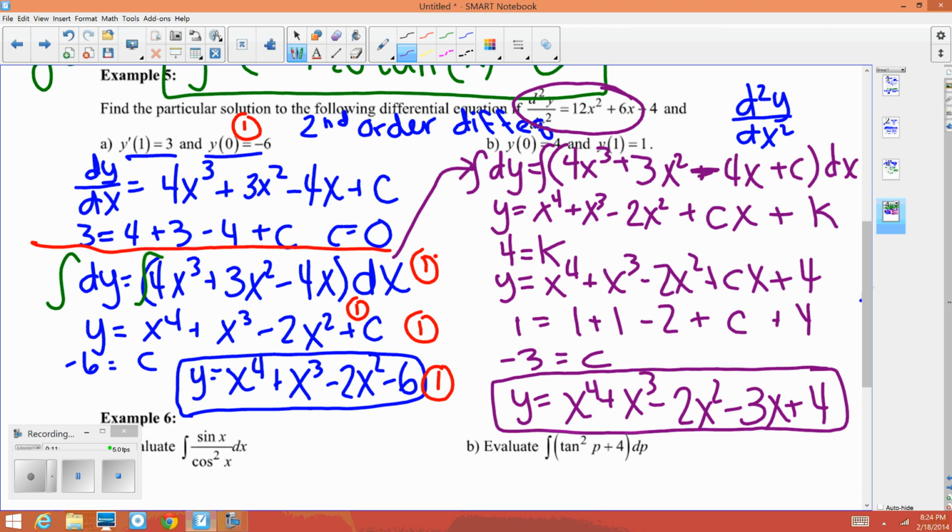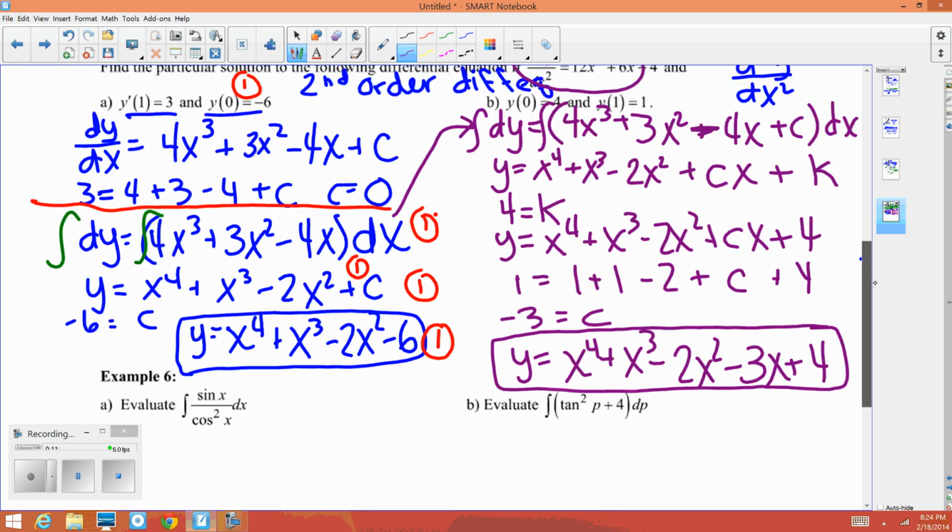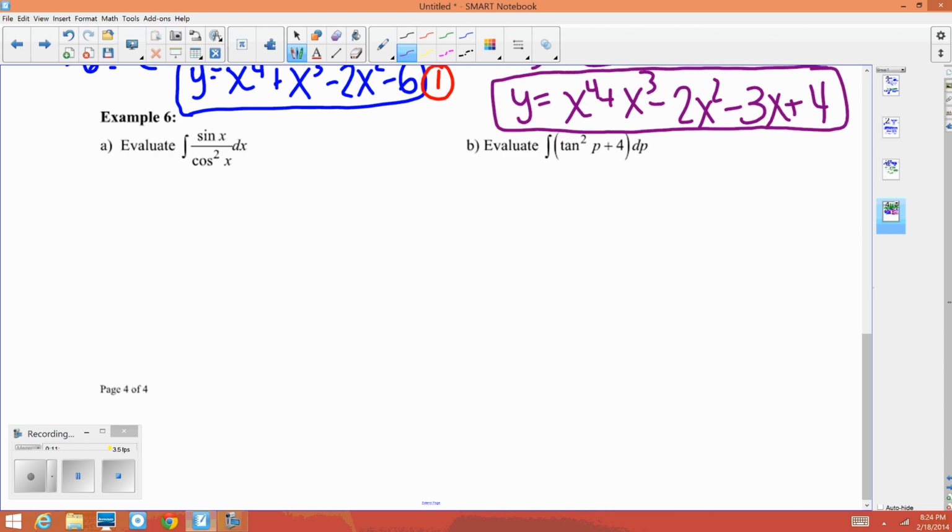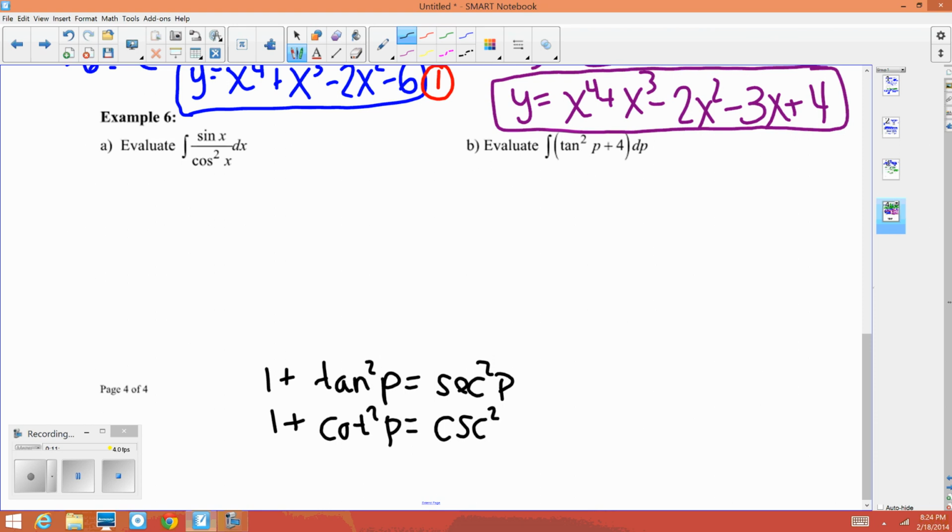All right, so now there are 2 things left. So I'm going to leave one for you to do. I think maybe B is a little bit harder. So this is, if you remember, a little side work here. Tangent squared, let's say P, because I'm just using that. 1 plus that equals secant squared of P. And 1 plus cotangent squared of P equals cosecant squared of P. Now these are just our Pythagorean identities.